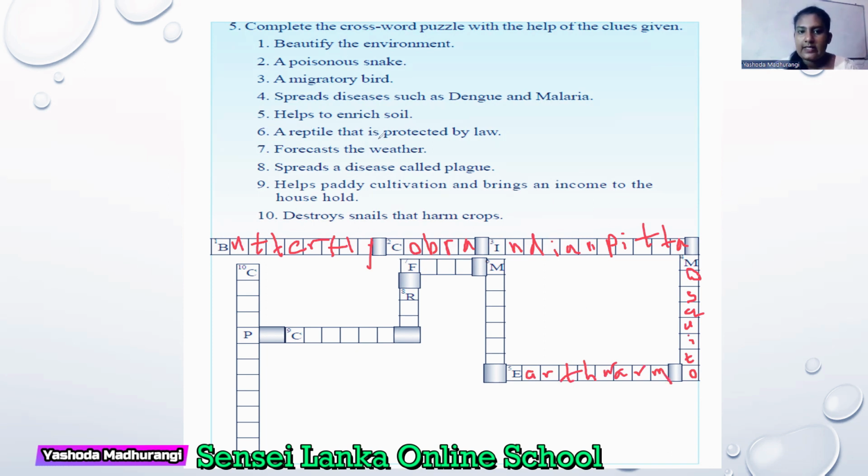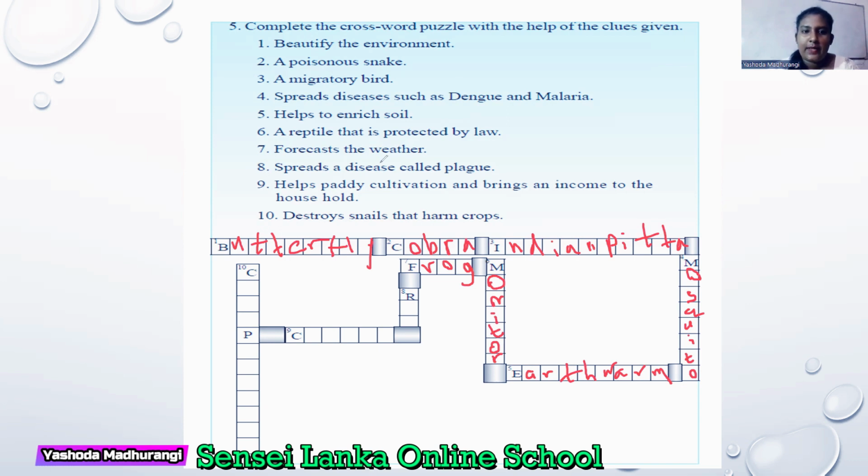Then who is number 6? A reptile that is protected by law. It is coming under that endangered animals list. Who is that? Do you know? Monitor. Do you know crocodile or monitor? Then 7, forecast weather. Who is that? Frog. When we hear the sound of the frog, people say it is going to rain today. That is the weather forecast given by the frog.